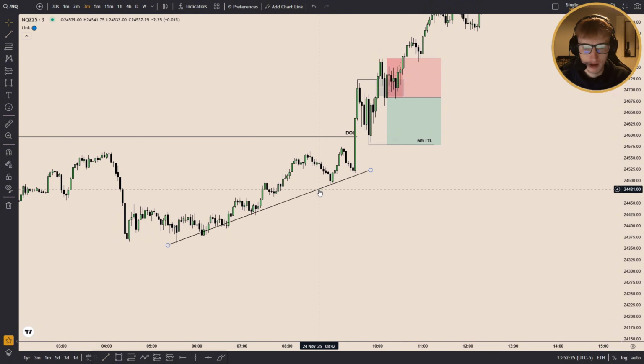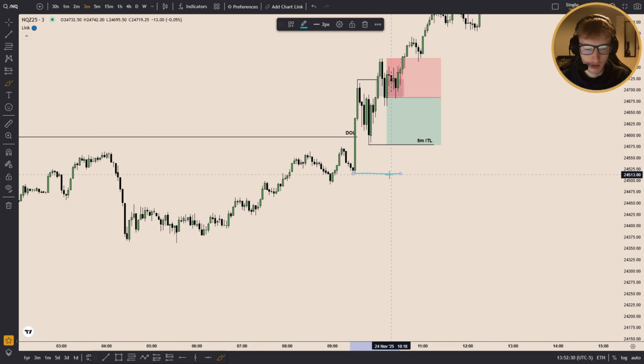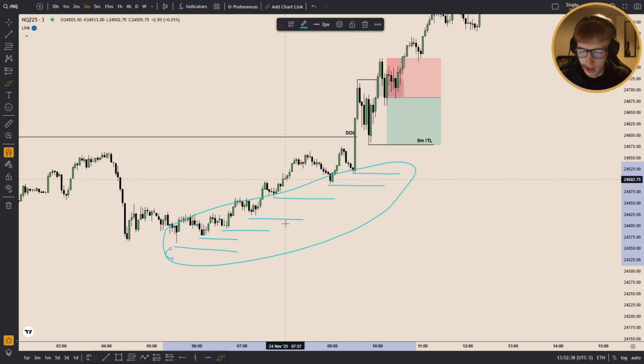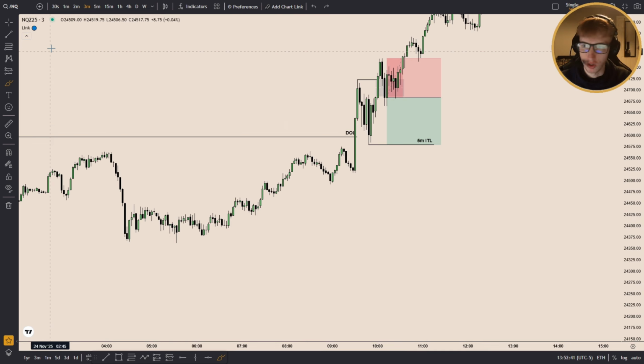Basically, if we look above every single one of these lows, below every one of these lows, there are stop loss orders resting everywhere down this trend line. So many stop loss orders down here that the market could potentially want to grab.